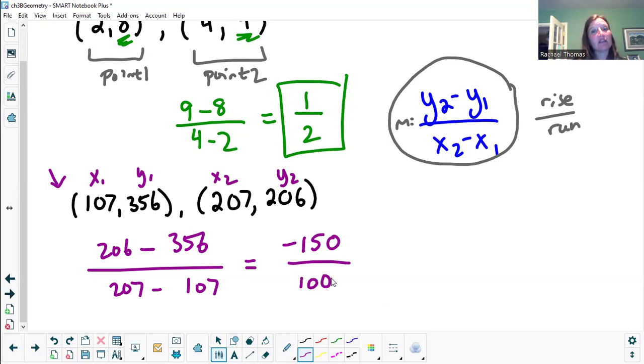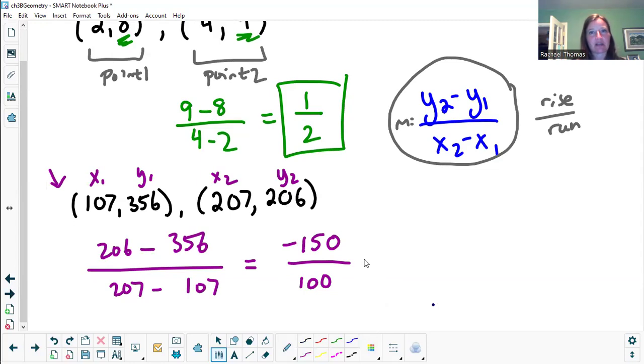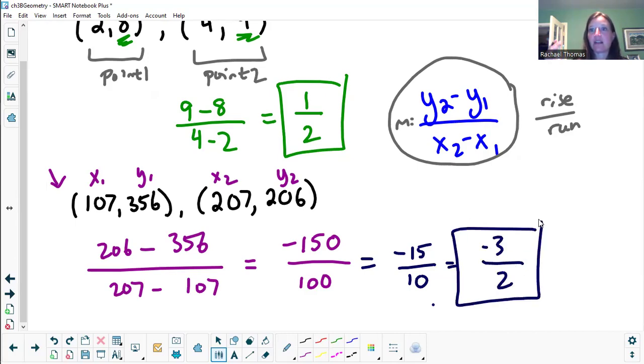And my answer is -150 over 100. Hopefully your math teacher thinks, that's not a great answer. I'll give you half credit for that. But for your full answer, you should really simplify it. We want to see this as a simpler number because it's simplifiable. The first thing I'm going to do is just divide the top and the bottom by 10, and I get -15 over 10. And I notice that both of those numbers are divisible by 5. So I'll divide the top and the bottom by 5, and I get -3/2. That's my slope.